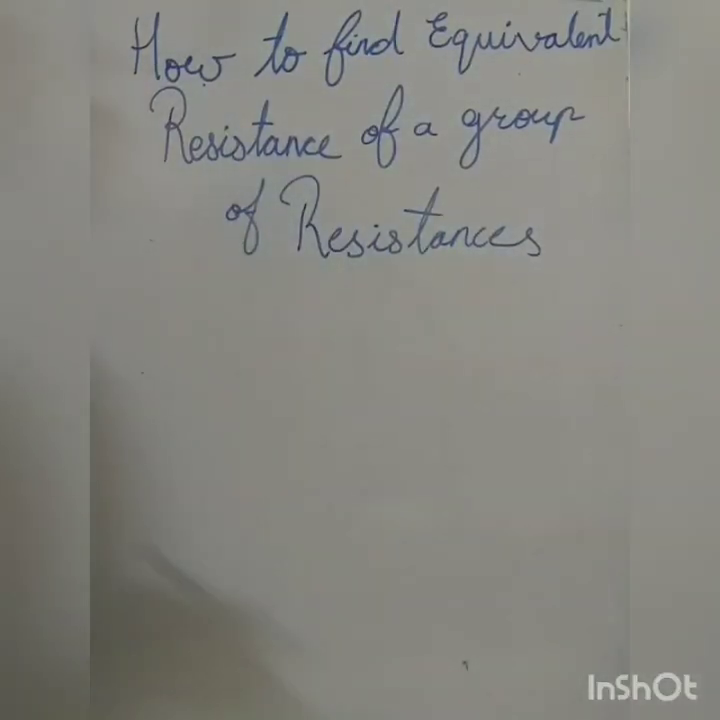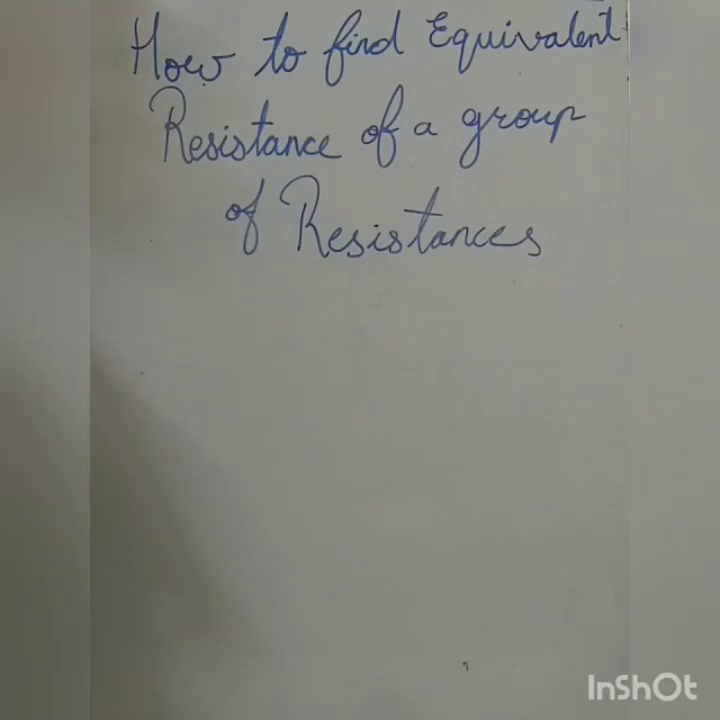Okay, students. In your last video, we tried to find out equivalent resistance for series connection as well as parallel connection. Based on that, you must have solved the worksheet which was given to you. Now, we will move forward with the same topic, and here we will try to find out the equivalent resistance for the group of resistance where there is series as well as parallel combination together in a circuit.